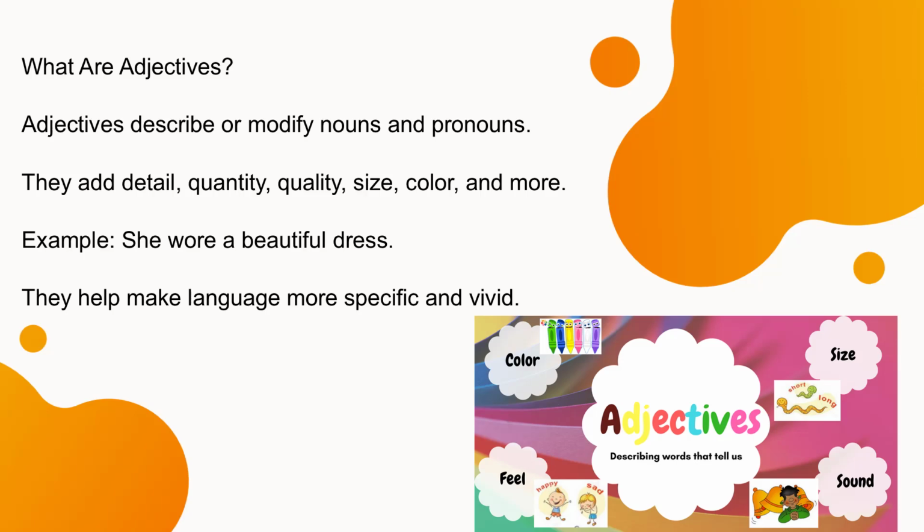What are adjectives? Let's understand what adjectives really are. Adjectives describe or modify nouns and pronouns. They add details like size, shape, color, quantity, and more. For example, she wore a beautiful dress. They make our speech and writing more vivid and descriptive.